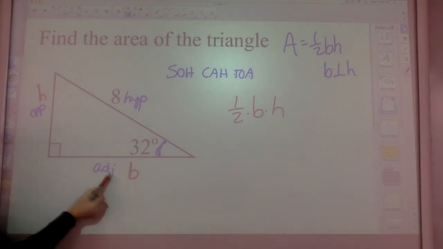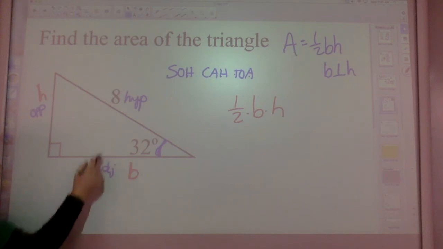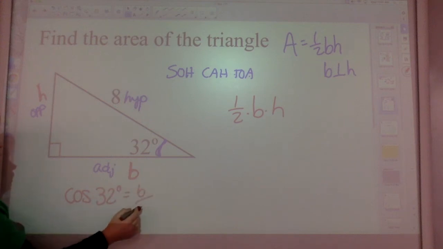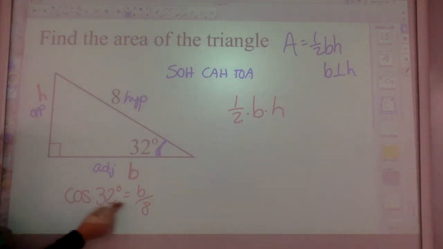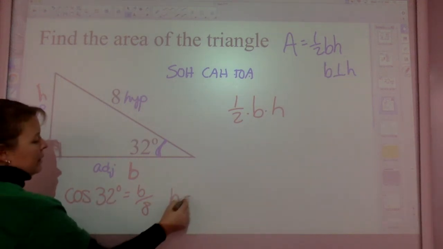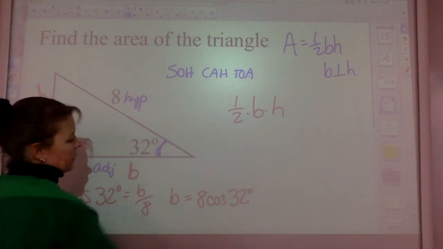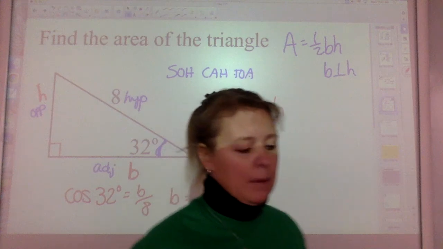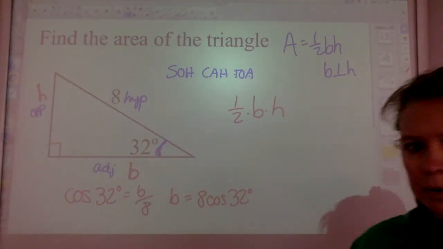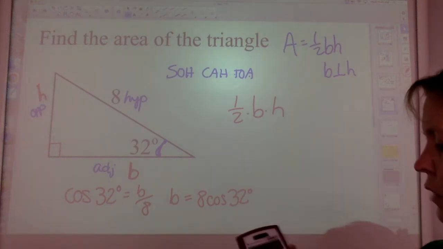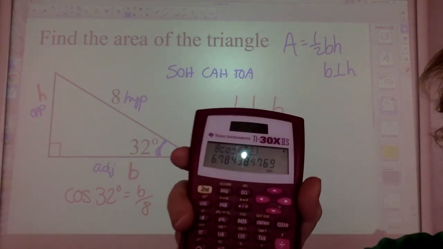Area is 1/2 base times height. If we're looking for the base, we have adjacent over hypotenuse. I'm going to do that off to the side here. Adjacent over hypotenuse is cosine. The cosine of 32 degrees is B over 8. Cross multiply that, you find out that B equals 8 times the cosine of 32 degrees. And I believe we've had this talk before, maybe not. A lesson for you. You are not allowed to take 8 times the cosine of 32 on your calculator and use a base of 6.8.